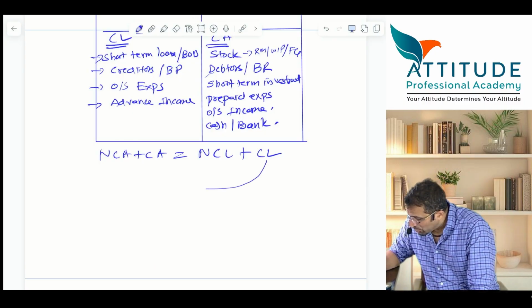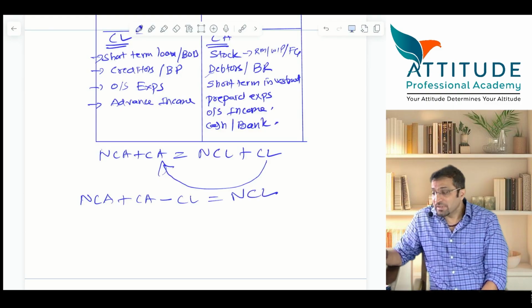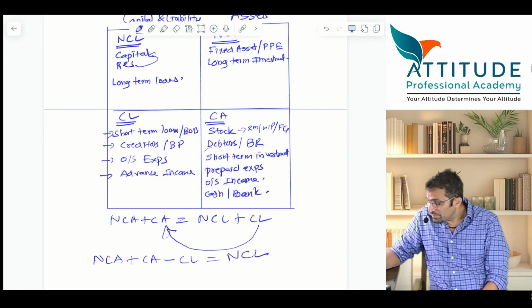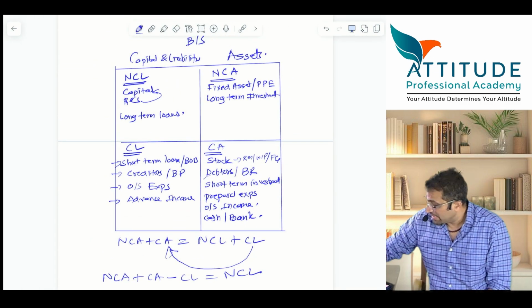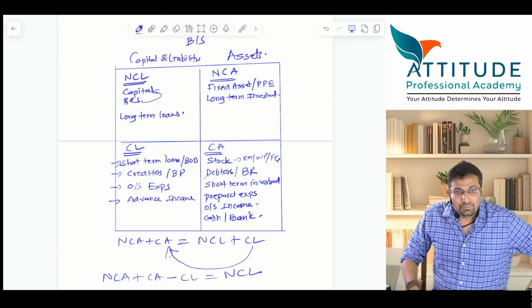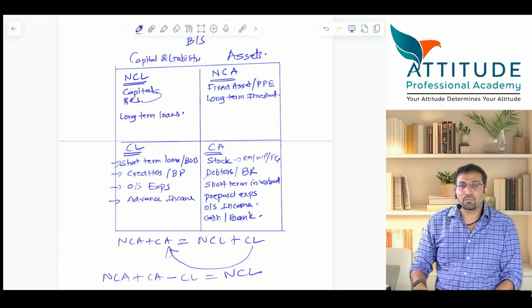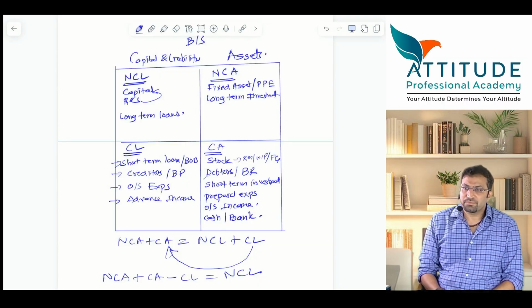Now this CL I am going to take on this side. So NCA plus current assets minus current liabilities is equal to NCL. Yes or no? Any kind of equation can come here. So please take down this. Balance sheet divided into 4 quadrants.